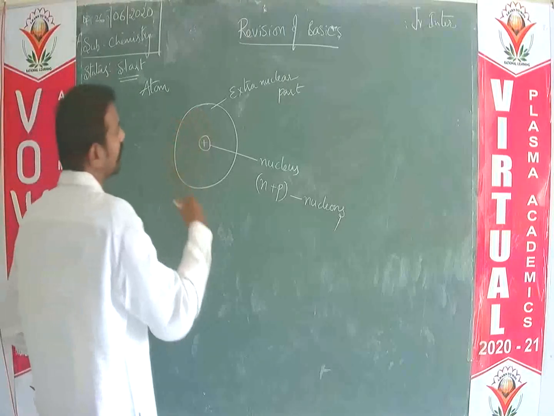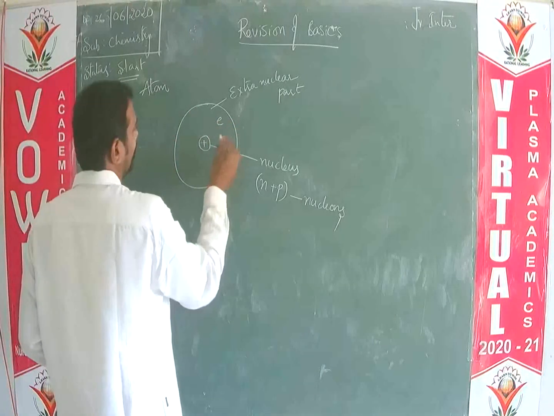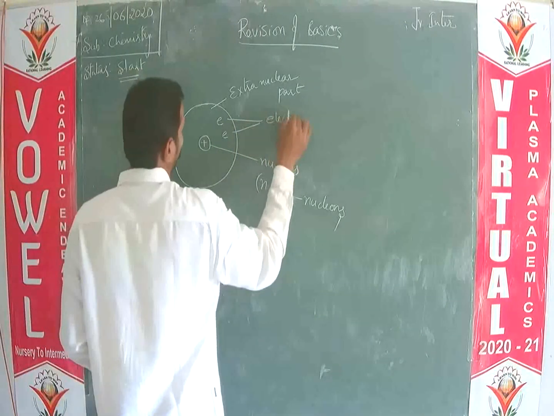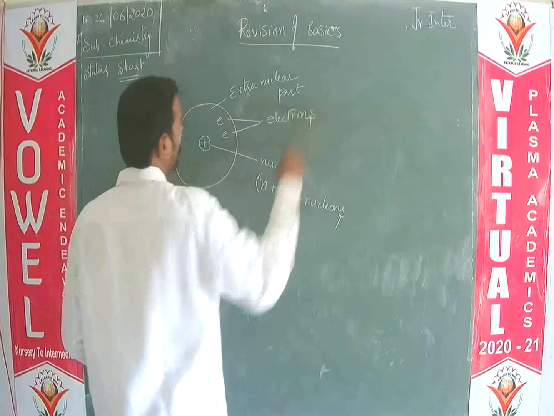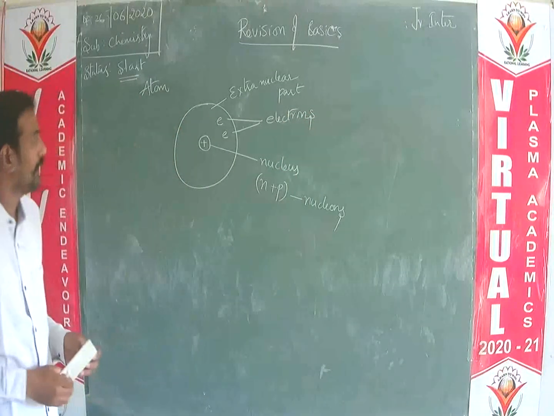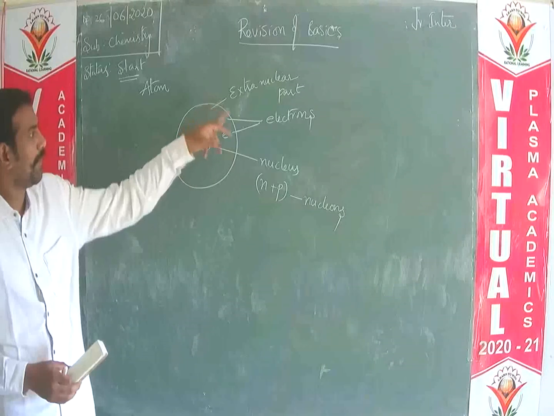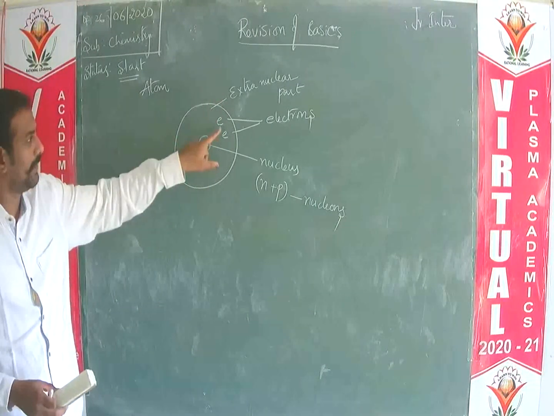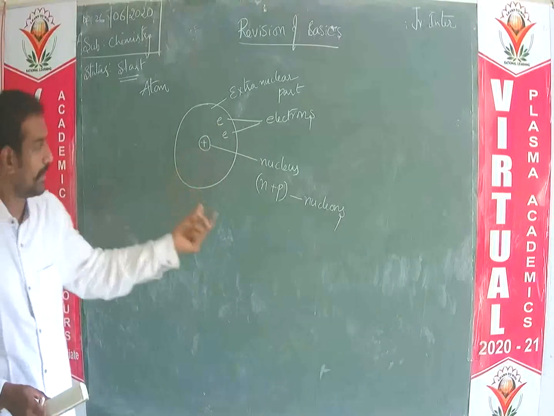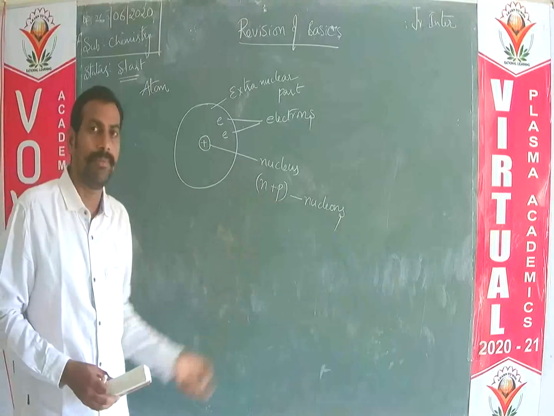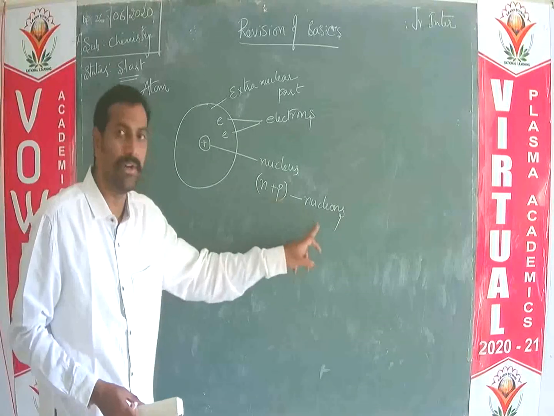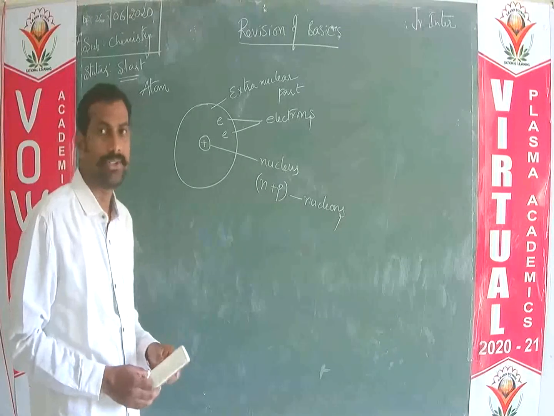In the extranuclear part, there lie the electrons. So these particles are electrons. This is the position of the fundamental particles in the atom. This part is called the extranuclear part. This is the nuclear part. In the extranuclear part, there exist electrons, and in the nuclear part, neutrons and protons will be present. And these neutrons and protons are collectively called nucleons.